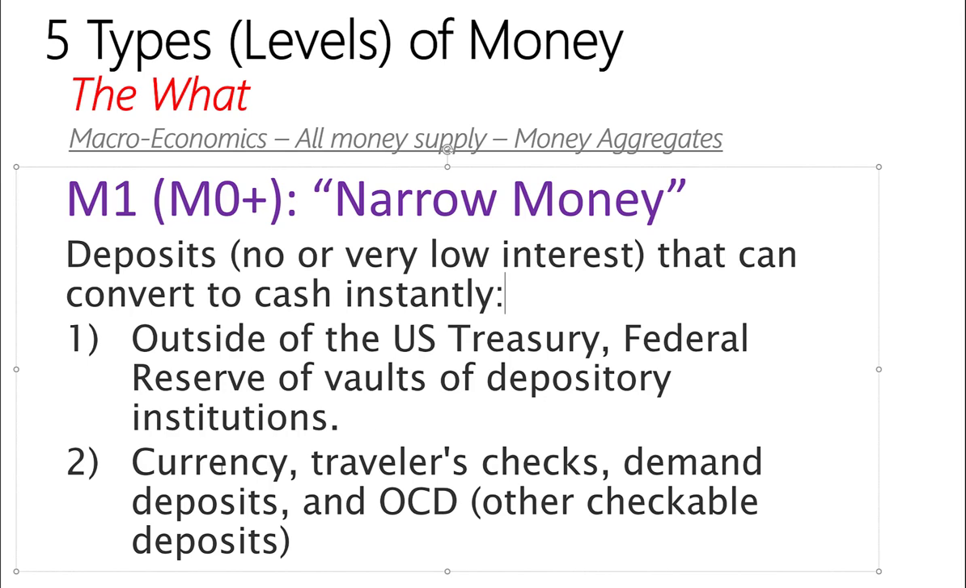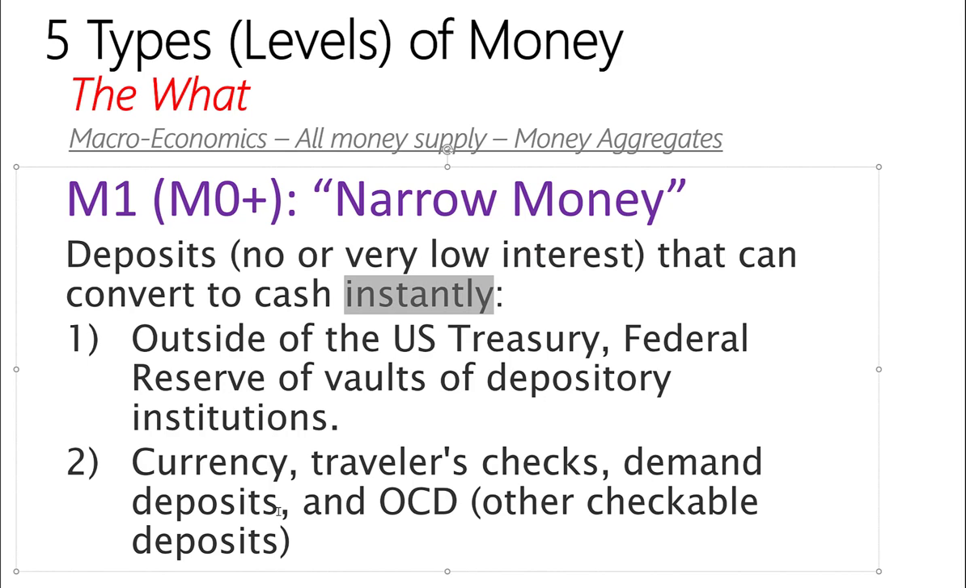But this also includes currency. This really comes from M0. We have traveler's checks, which technically isn't cash, right? But you can convert them over instantly. Again, we're working off of this cash instantly.